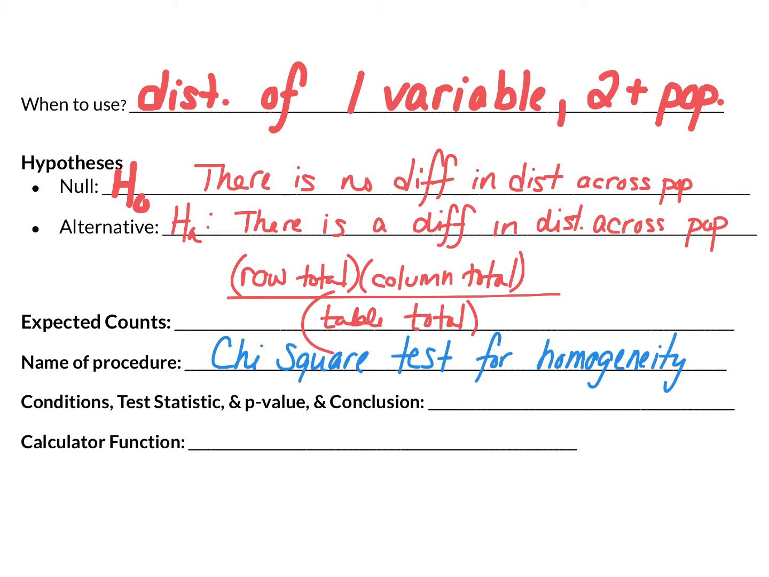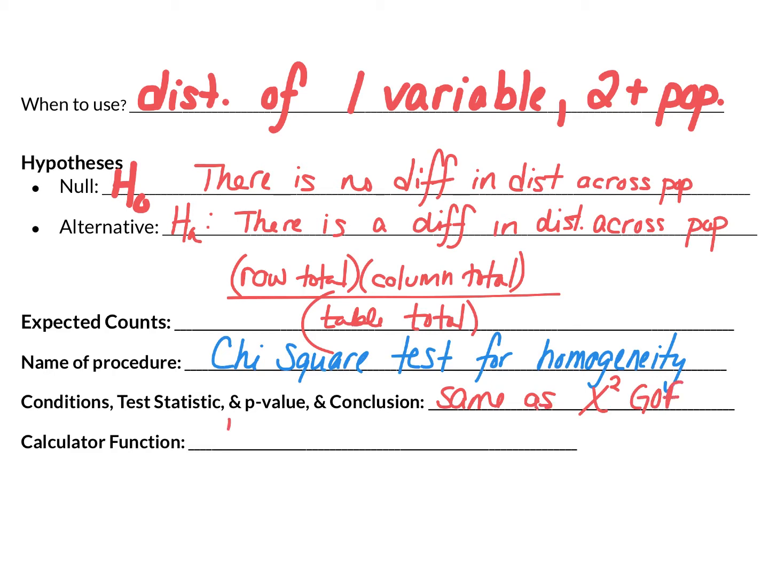This test is called the chi-square test for homogeneity. Make sure you don't just call it a chi-square. You may find some older rubrics where you get away with just calling it that, but make sure you specify for homogeneity. When it comes to our conditions, test statistic, our p-value, our conclusion, this is the same as our chi-square test for goodness of fit. Okay, so it's the same as that one, nothing new.